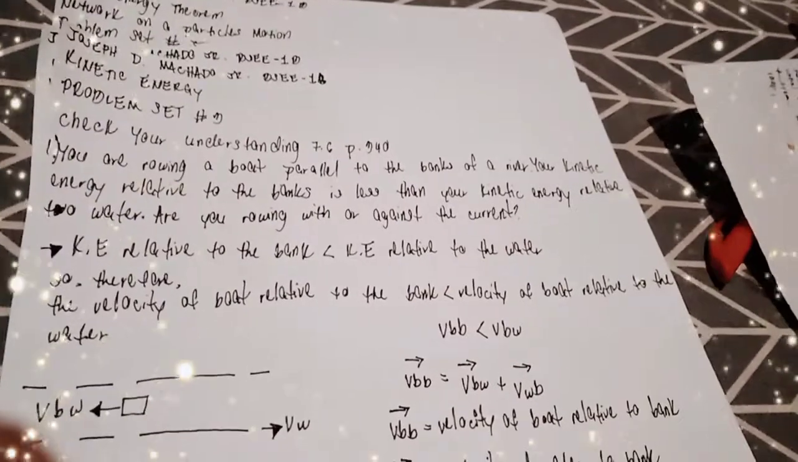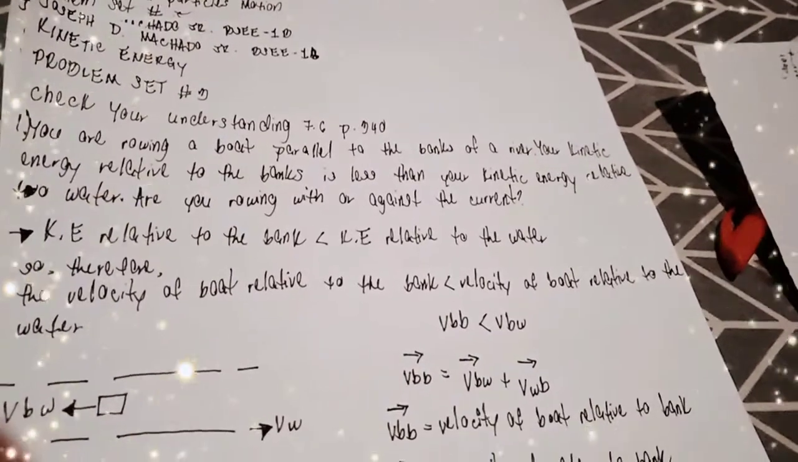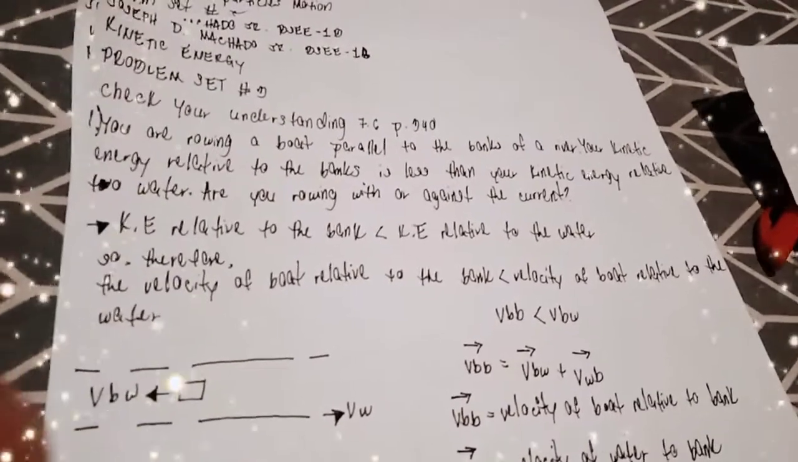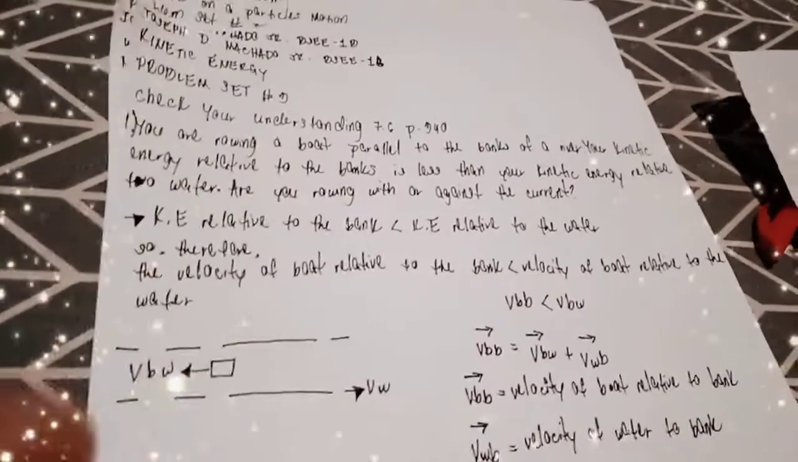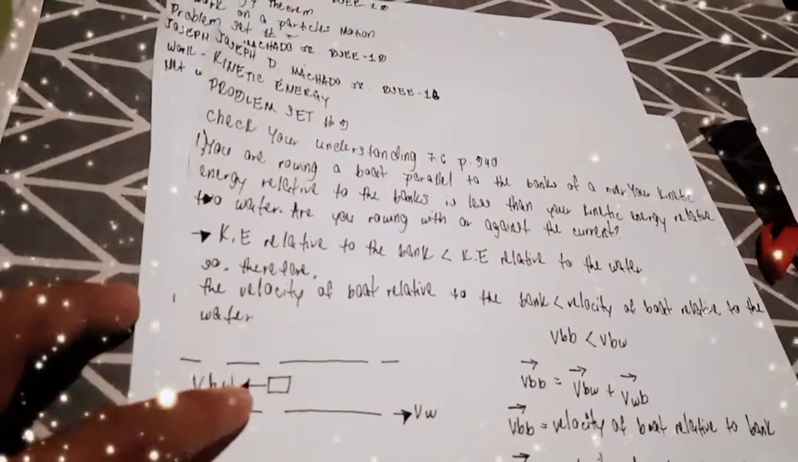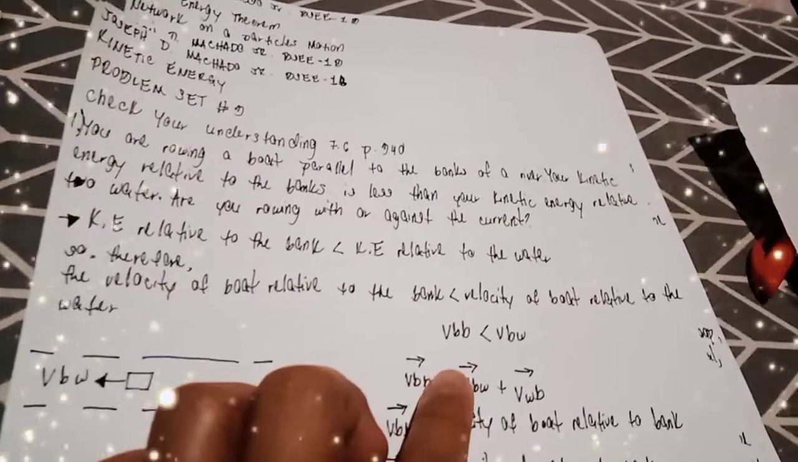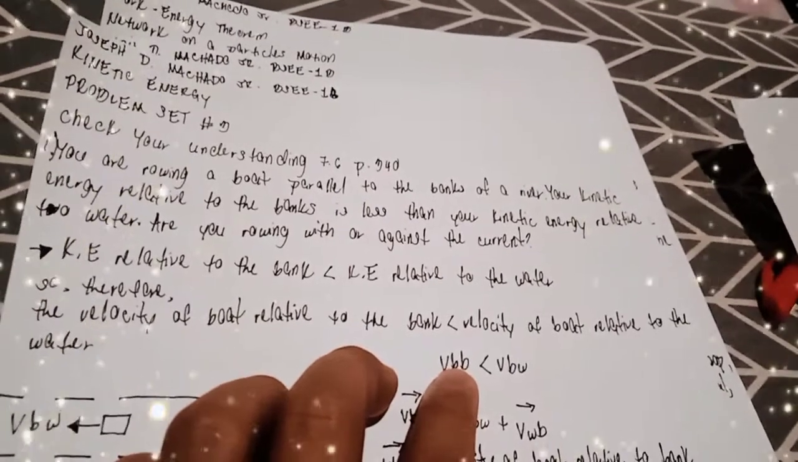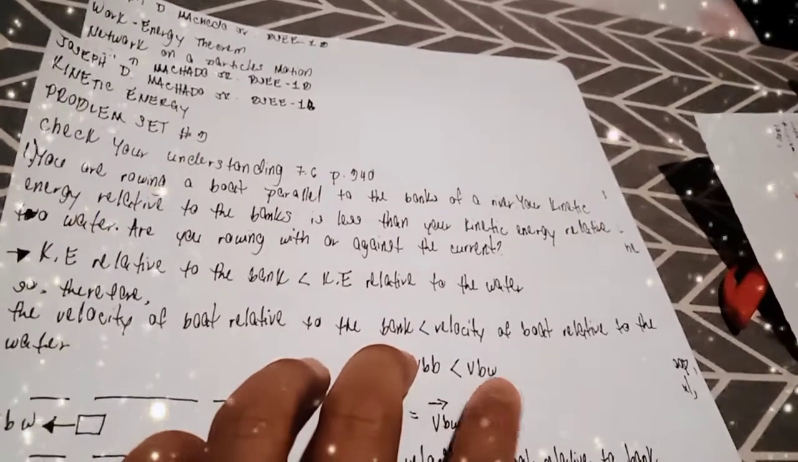Kinetic energy relative to the bank is less than kinetic energy relative to the water, so therefore the velocity of the boat relative to the bank is less than the velocity of the boat relative to the water. So this is the velocity of the boat relative to the water, then this is the velocity of the water. Then the velocity of the boat relative to the bank is less than the velocity of the boat relative to the water.